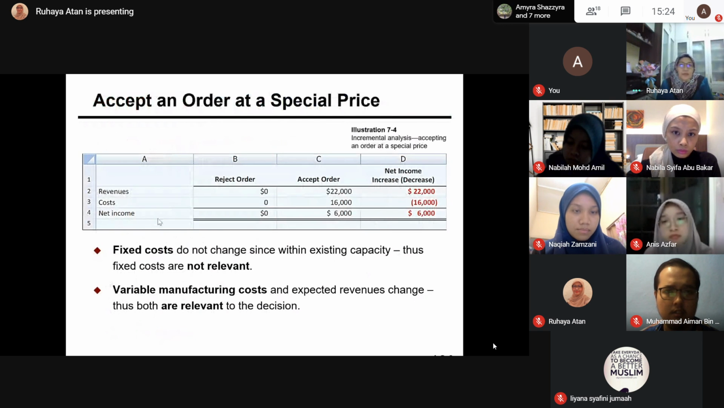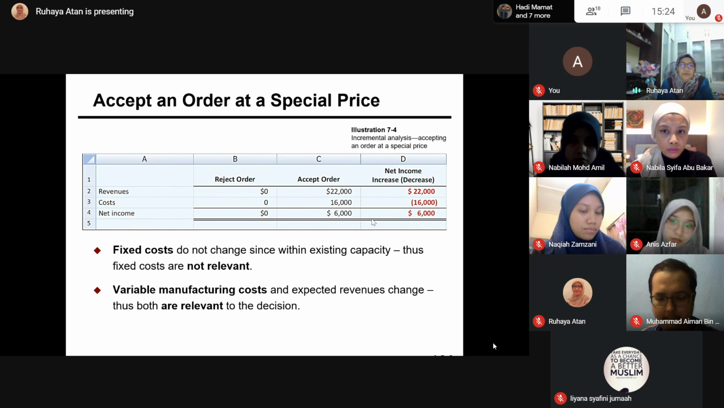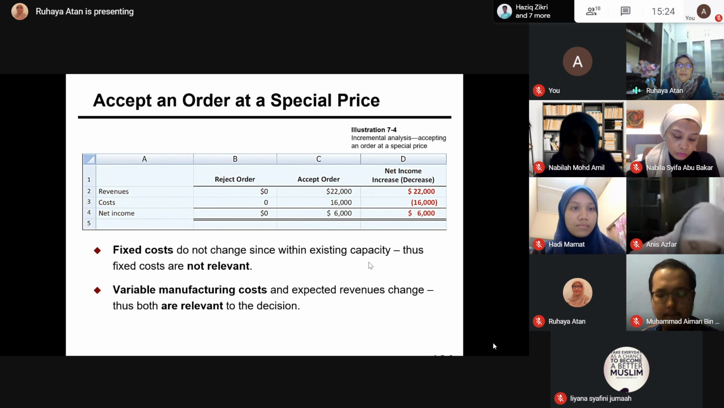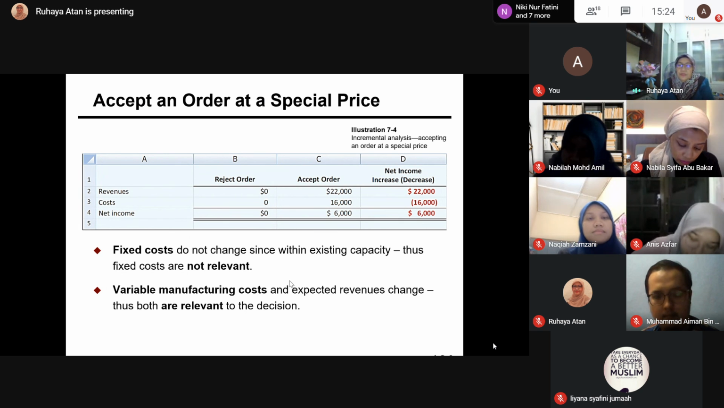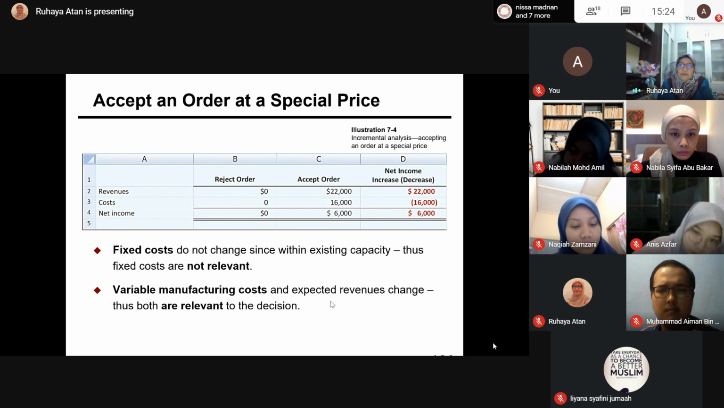I was trying to go back to the previous slide. Hold on, we just finish this first. Fixed costs do not change since within existing capacity. So it's within the existing capacity, so the fixed cost doesn't change. Thus, fixed costs are not relevant. Variable manufacturing costs change of course, and the revenues as well. So these are relevant costs.